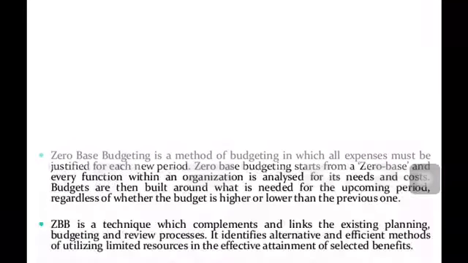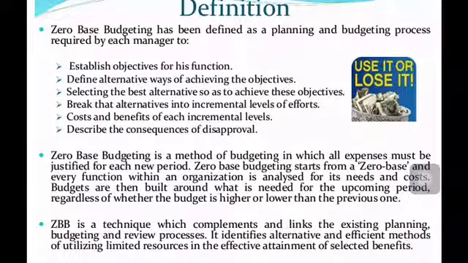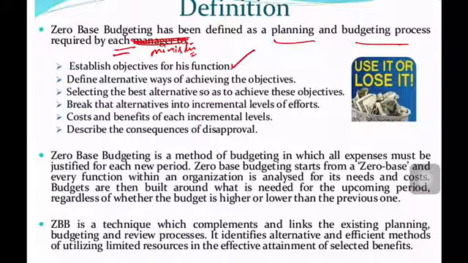So it's a very simple one actually. Zero based budgeting is defined as a planning and budgeting process required by each manager. Here you can say each minister, because generally in economics they apply concepts to both organizations and the government in the same way, because after all the government is also a big organization. So establish objectives for his function, define alternative ways of achieving objectives, select the best alternative. You need not write any of these things, leave it.